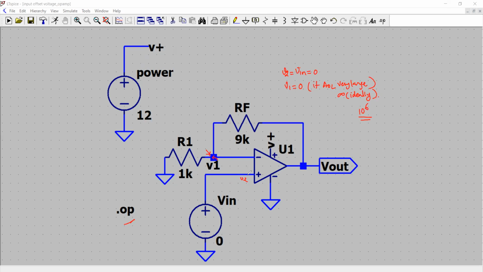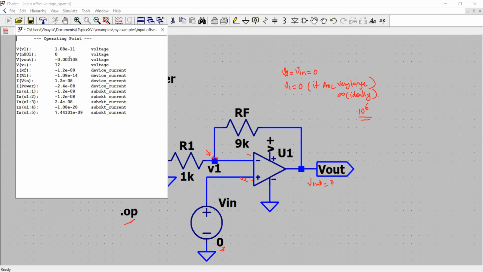So now we have V in is equal to 0. Therefore, V1 is also equal to 0. Essentially, there is no input at the negative and at the positive. Therefore, ideally, V out is equal to 0. So let us simulate that effect if that is the case. So we will just click the simulation button here. Let me just go.